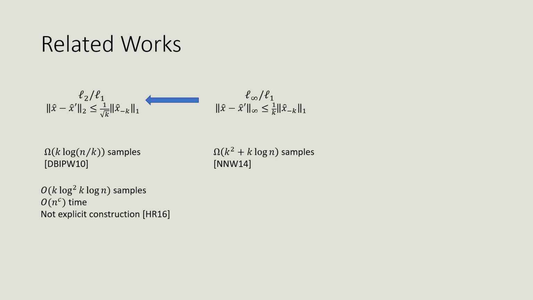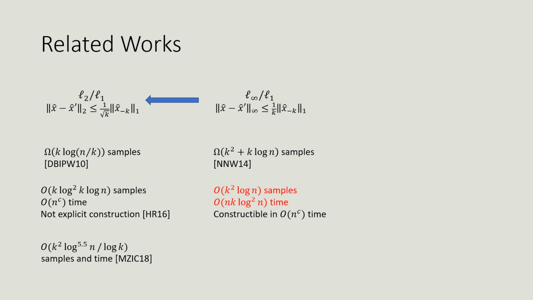For sublinear time algorithms, the best result is due to Mahi et al., achieving k-squared polylog n for both time and sample complexities, which is almost quadratically worse than the optimal bound.